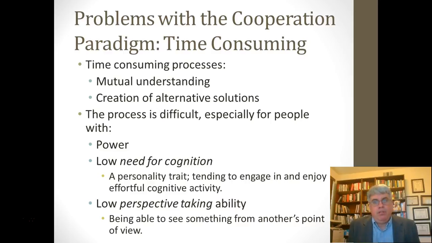Other people do not feel that need at all. Once they've got an idea, that's good. Talking about other ideas is a pain, and they just do not feel the need to think about issues. So people that have a low need for cognition aren't very motivated to want to participate in the cooperation paradigm. A second personality trait that makes it difficult to cooperate is a low perspective taking ability.